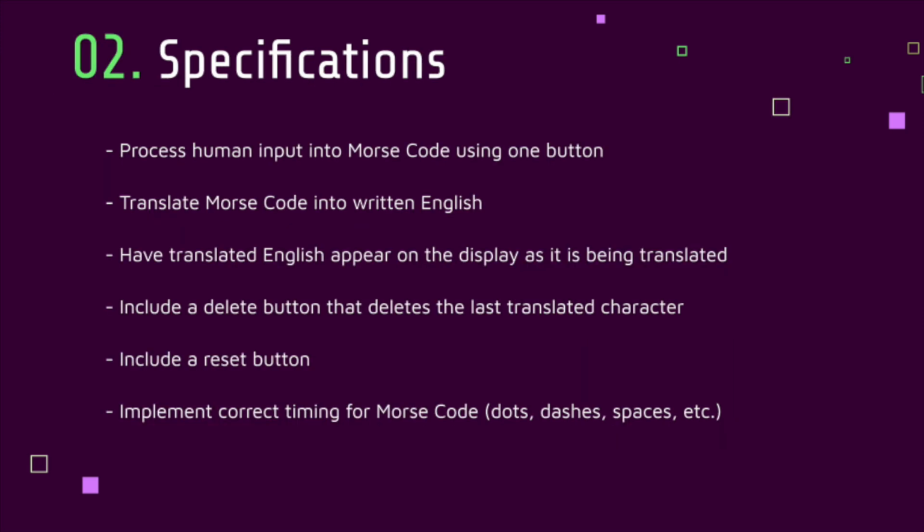practicing letters. The specifications our team had going into the project consisted of recognizing the difference between dots and dashes based on user input and compiling them into Morse letters, translating those Morse letters into English, displaying the English live as the user is typing, and including both a single character delete button and a screen clearing reset button.